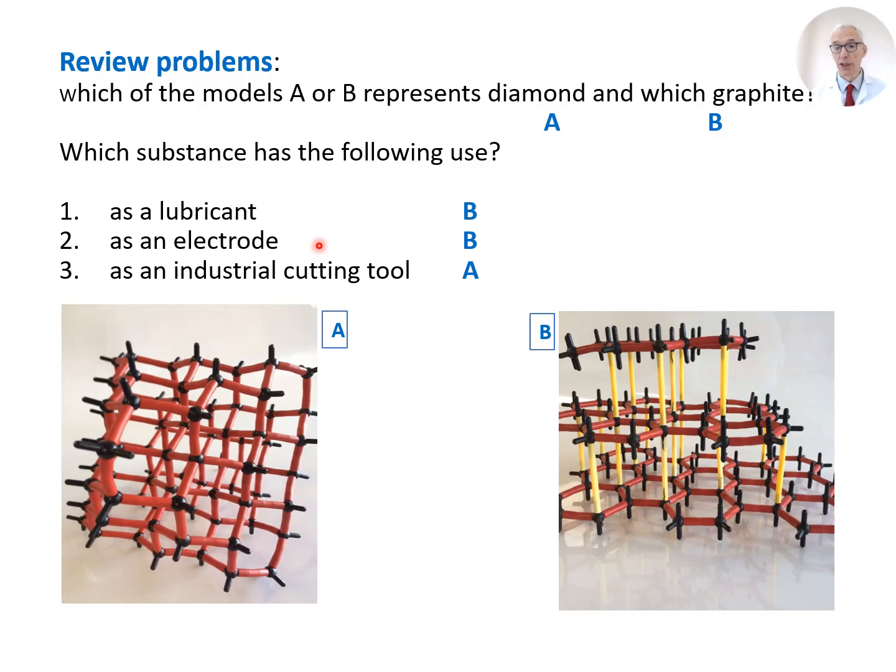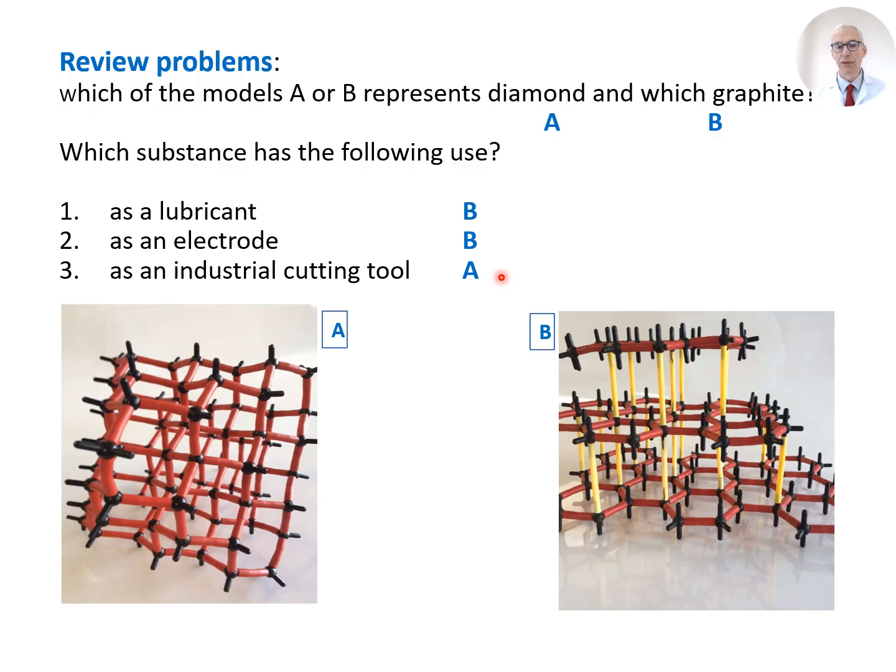Graphite is an electrical conductor. The carbon rods that you will meet in the school laboratory, they have a high graphite content, so they are electrical conductors, suitable as an electrode, so that again would be graphite.